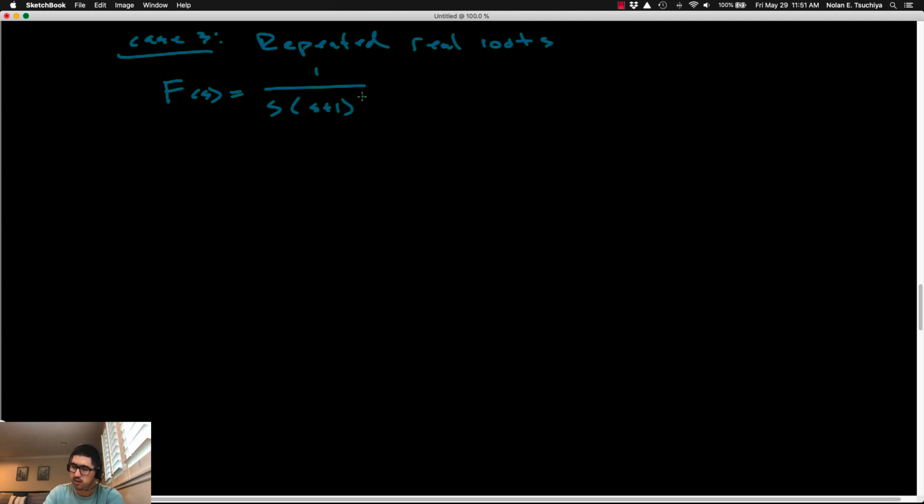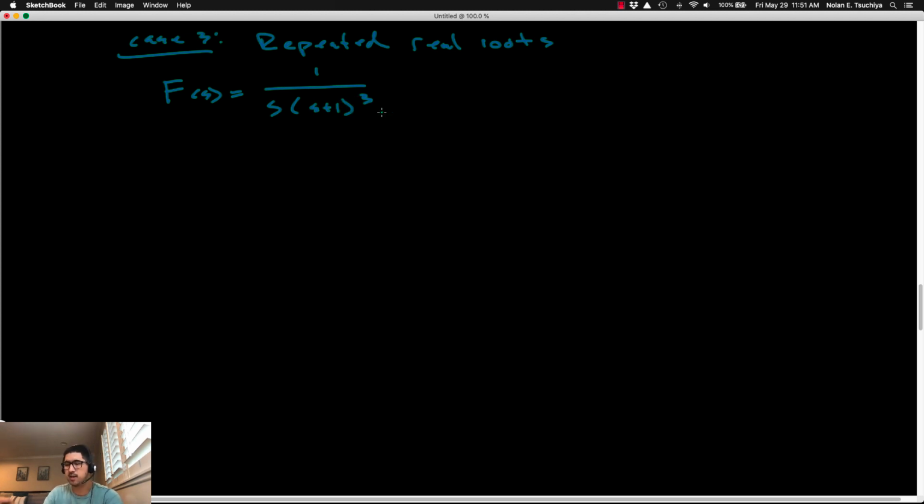Case 3 is when you have repeated real roots. Well, what does that look like? Repeated real roots of what? Remember, we're looking at the roots of the s-domain function. And in this example, we have several roots. So s times s plus 1 cubed.